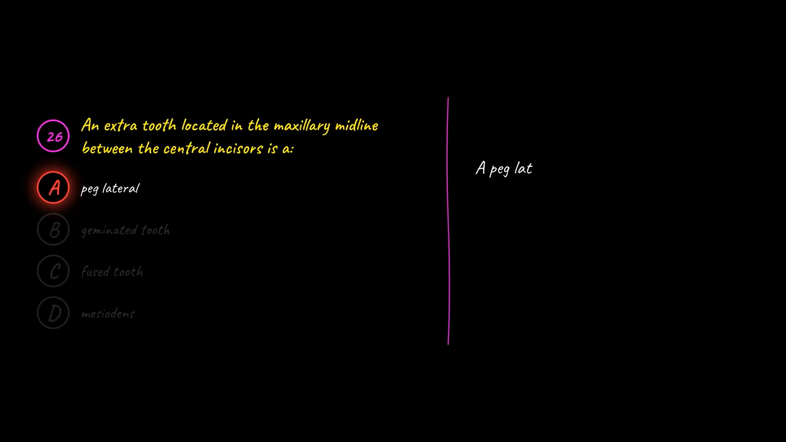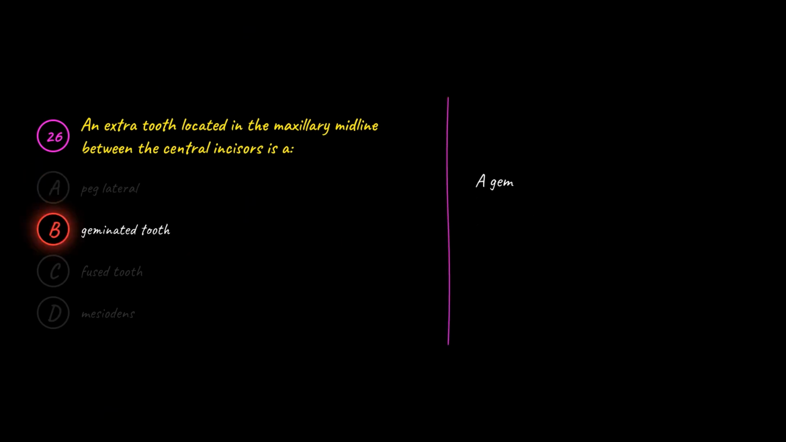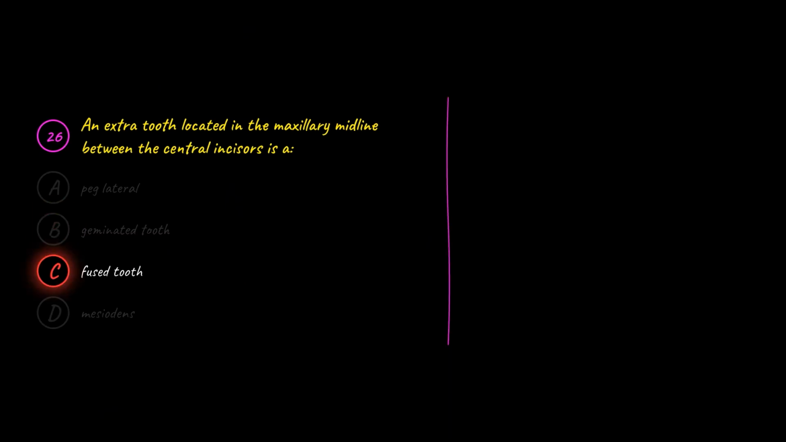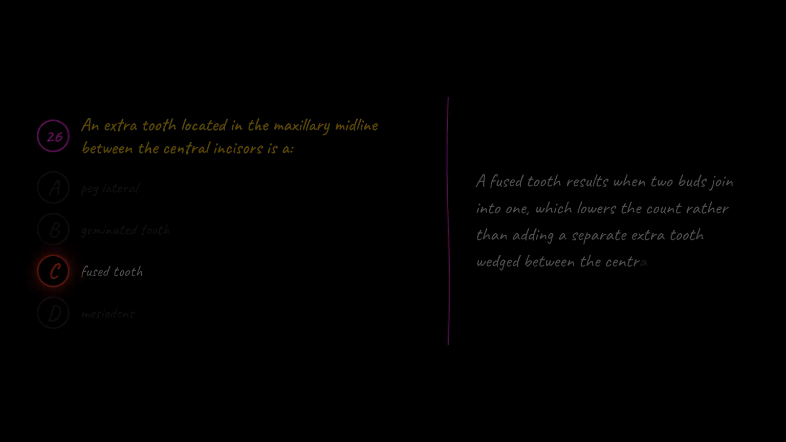A is wrong because a peg lateral is a small, cone-shaped lateral incisor, an anomaly of shape rather than an extra tooth, and it occupies the normal lateral position, not the midline. B is wrong because a geminated tooth comes from one bud trying to split, producing a single large tooth. It adds bulk, not an additional tooth, and is not specific to the midline. C is wrong because a fused tooth results when two buds join into one, which lowers the count rather than adding a separate extra tooth wedged between the central incisors.